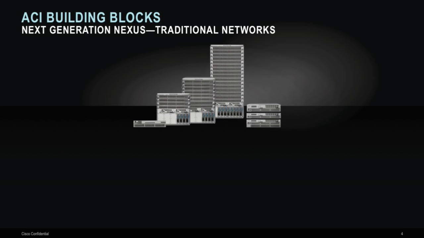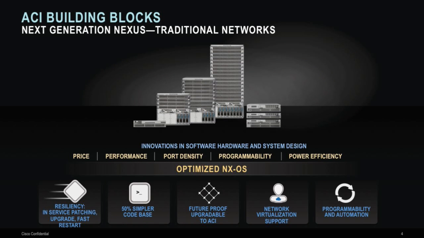With ACI, we start with a few building blocks. As you can see there, we have our Nexus 9000 series switches. This is a little bit of a marketing slide, but we have our 5 Ps: price, performance, port density, programmability, and power efficiency. What I'm really going to concentrate on here, what you guys probably care about, is the programmability that comes along with the Nexus 9000 series switches.